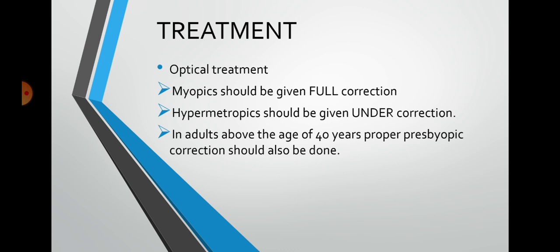Now treatment. What are the treatments for this? First we have optical treatment, orthoptic treatment, prismotherapy, and surgical treatment. First, optical treatment. In case of a myopic patient we will do full correction. In case of a hypermetropic patient we will do under correction, and in case of a presbyopic patient full correction is needed.